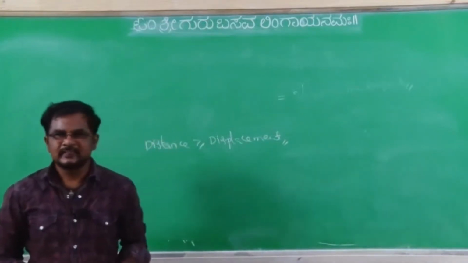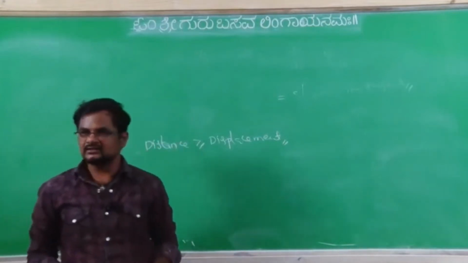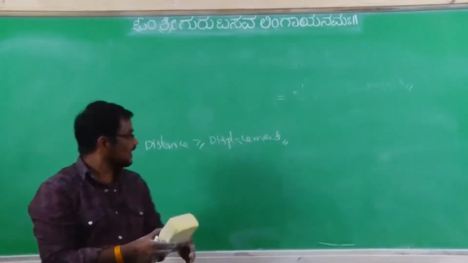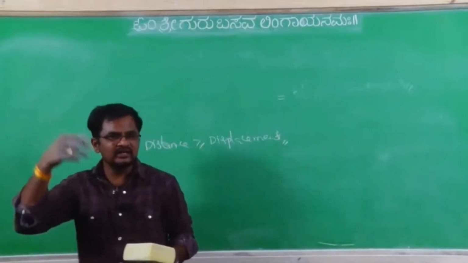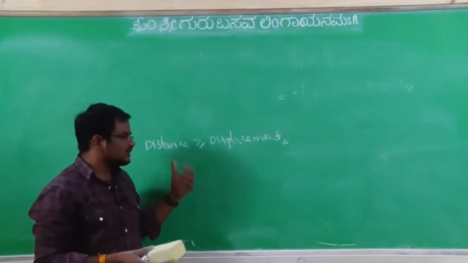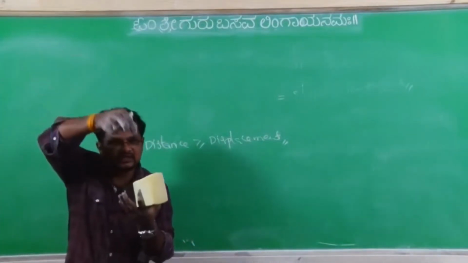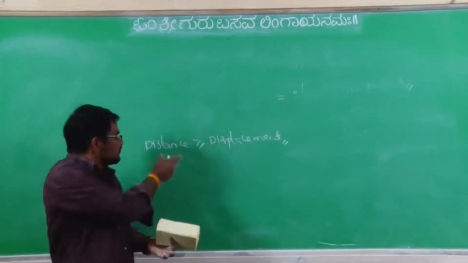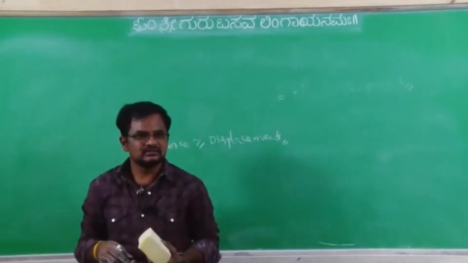Okay, next, distance means the total length of the path covered by the body, and displacement means the shortest distance between the initial point and the final point. Right. Next, if the initial point coincides with the terminal point, then the displacement may be 0. But what about the distance? The distance covered by the body is not 0.